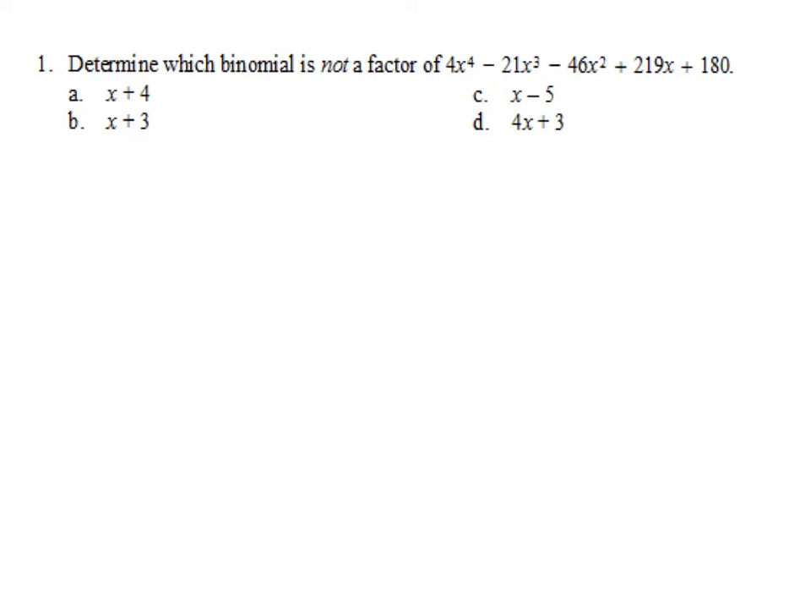Now, we talked about in class how you can use synthetic division to determine whether a binomial is a factor of a polynomial. And you do that by looking at the remainder. So we know if our remainder is 0, then you do have a factor, because that means it divides in evenly, there's nothing left over. But if your remainder is not equal to 0, then you do not have a factor.